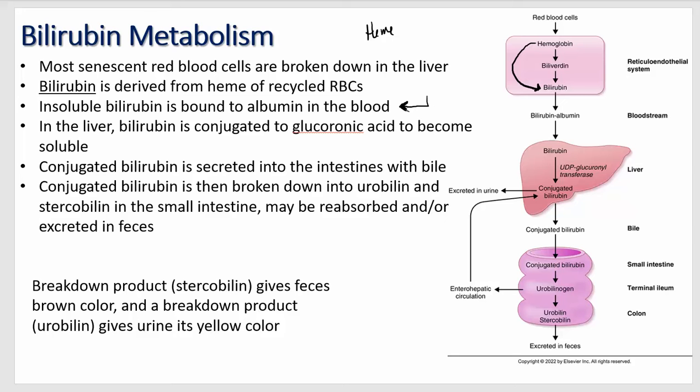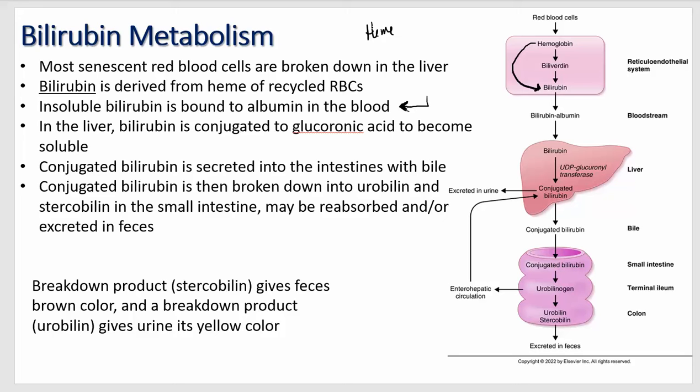So conjugated bilirubin is secreted into the intestines with bile, and then in the gut it's further broken down into urobilin and stercobilin. That happens in the small intestine, and that may be reabsorbed, or it may just be excreted with feces. Those further breakdown products of bilirubin, whether taken back up again or excreted, are what impart color to the feces. Stercobilin gives feces its brown color, and urobilin gives urine its yellow color.